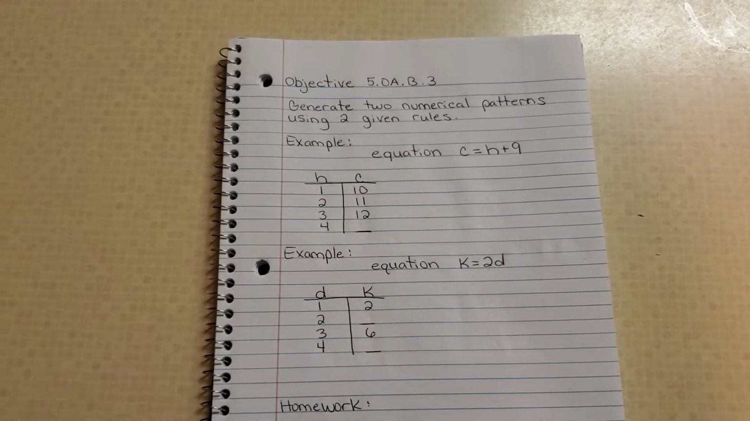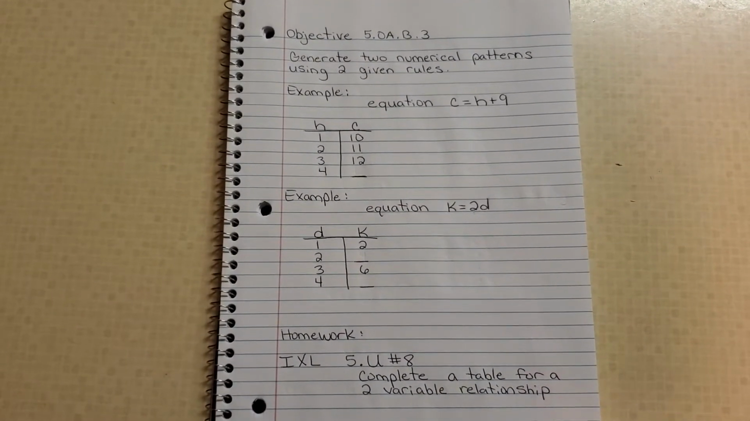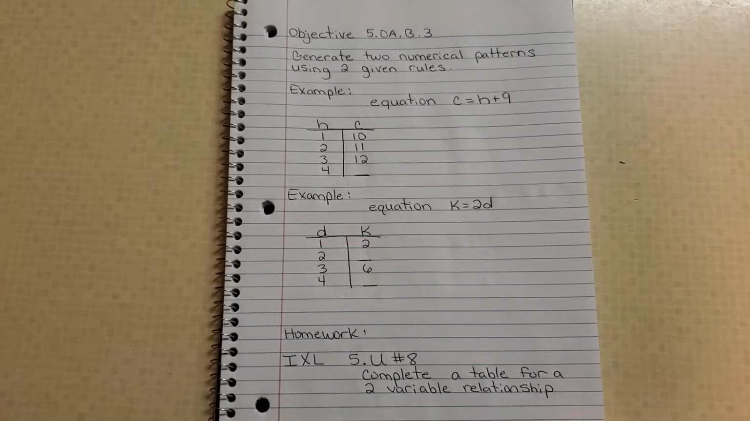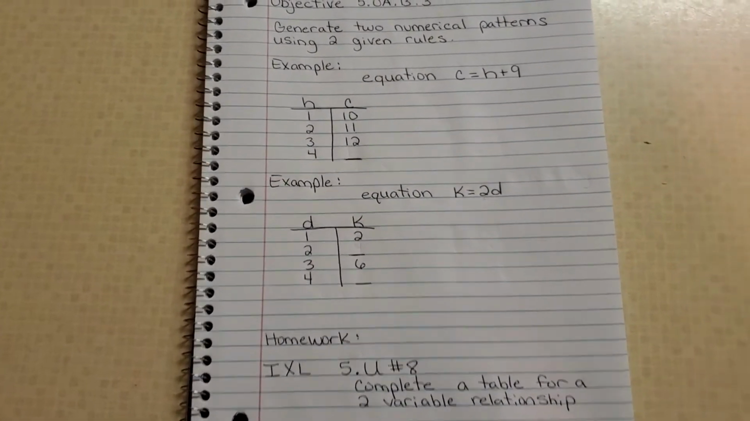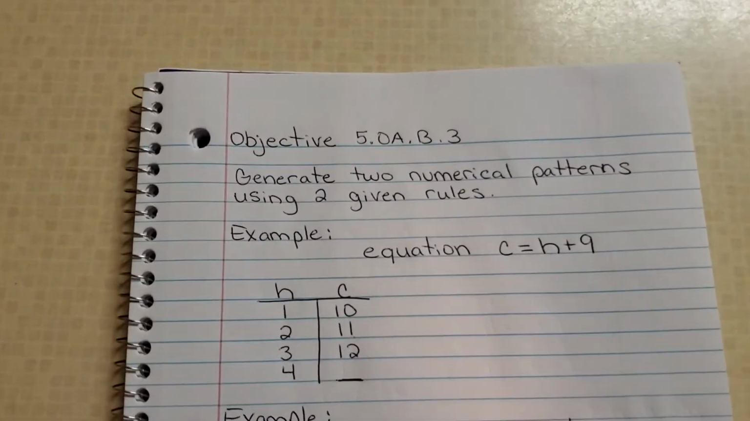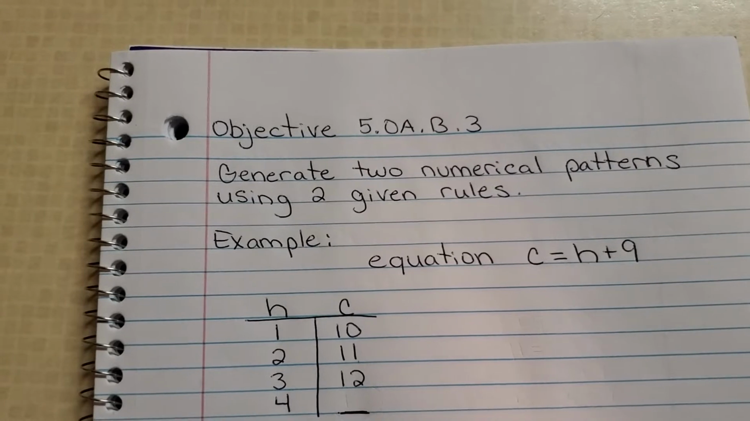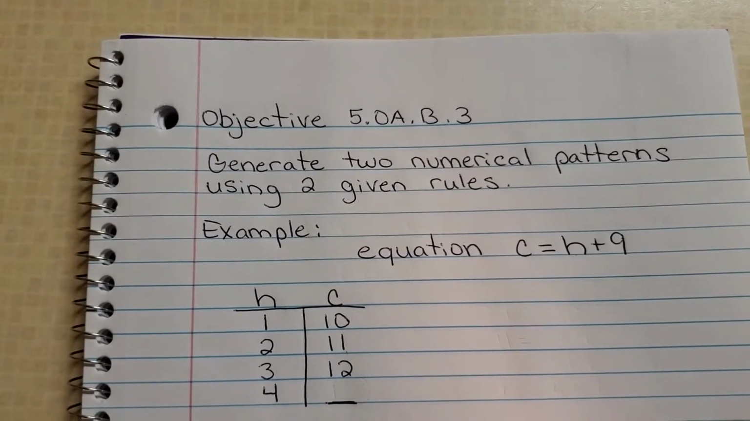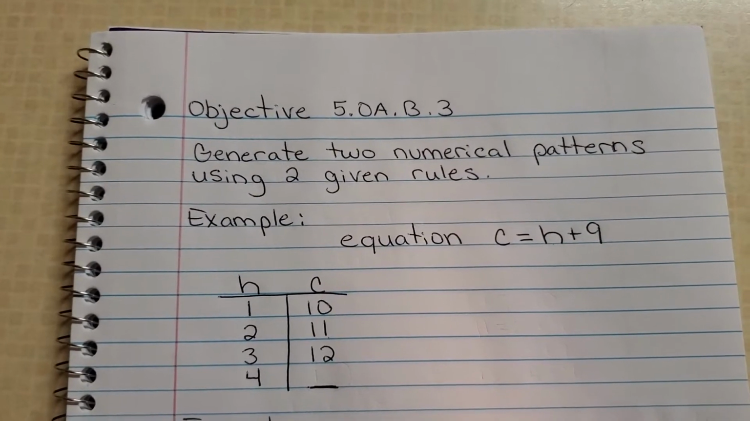Like usual, what I want you to do is pause here and write down everything you see on the page. All right, now that you have everything written, let's go over it. Our objective today is to generate two numerical patterns using two given rules. So let's take a look at our first example.